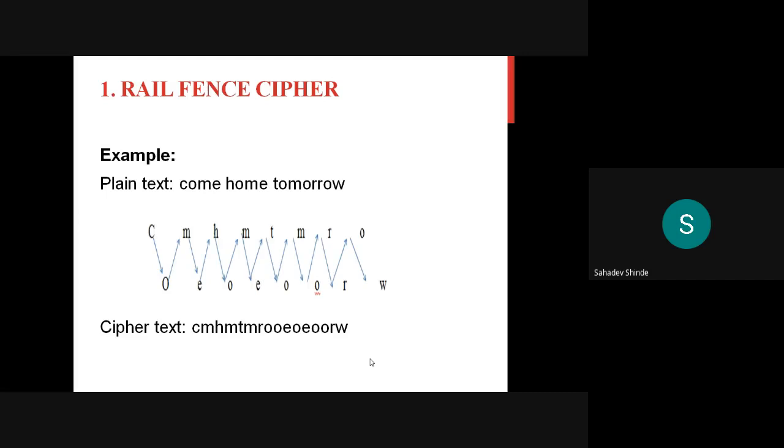Now here you can see one example of how the rail fence cipher works. The plain text we have taken is "come home tomorrow". Then we write it diagonally: C, O, M, E, H, O, M, E, T, O, M, O, R, R, O, W. So we have written it diagonally. How many rows have we created here? One and two. So here the rail fence depth is 2, because only 2 rows have been considered.